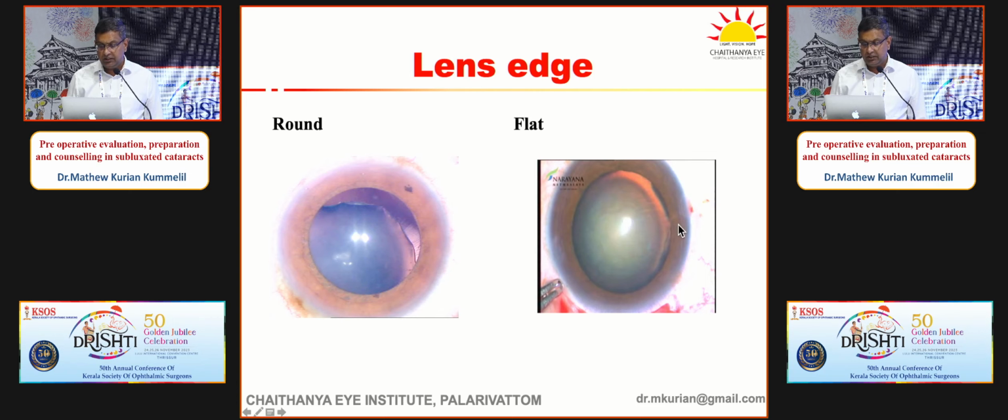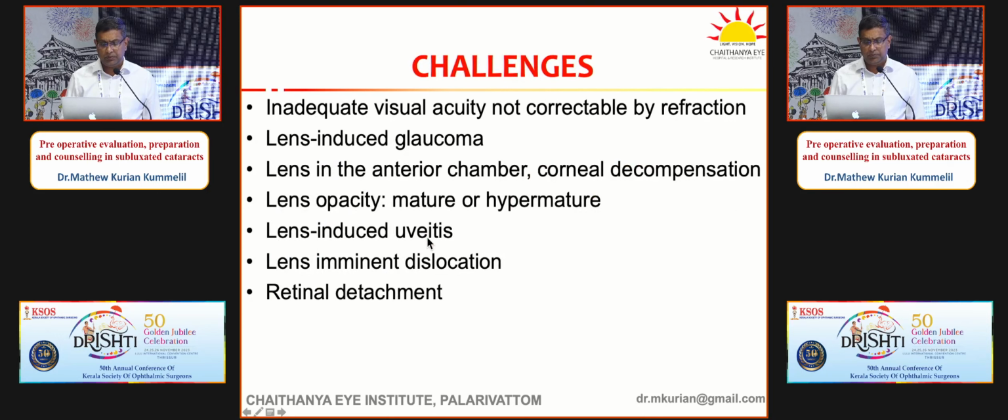Whereas if you find a flat surface like this, it means that this is attached on the two ends, but there is no zonule at all on the flat area. So the management is different, and the likelihood of vitreous prolapse is much higher in this one compared to that one. Intraoperative challenges or preoperative challenges, visual acuity is not correlating to refraction.